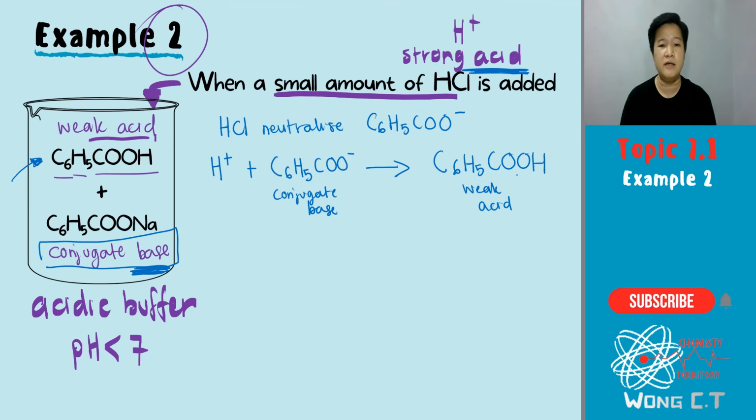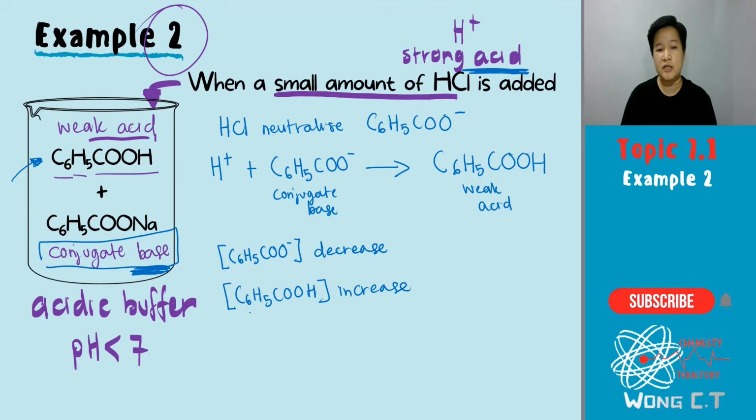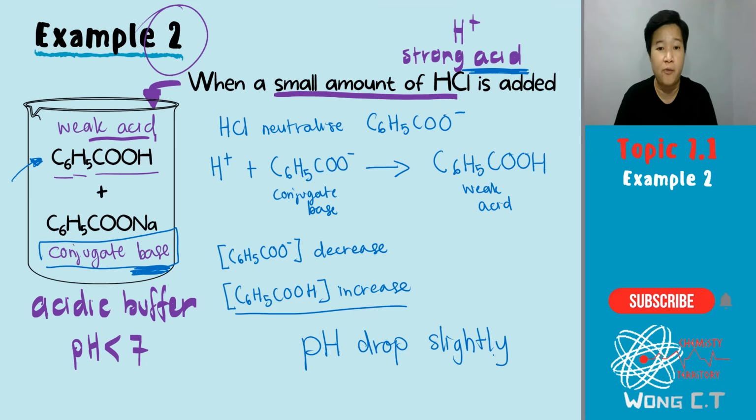That's it. Okay? As a result, the concentration of your C6H5COO minus over here will decrease because it's being used. And vice versa, the concentration of your weak acid over here will increase because it's being produced. And due to the production of your weak acid over here, therefore, the pH value of your buffer will drop slightly because it's an acid. So when it's an acid, the pH will be lowered. Therefore, the pH will drop slightly.